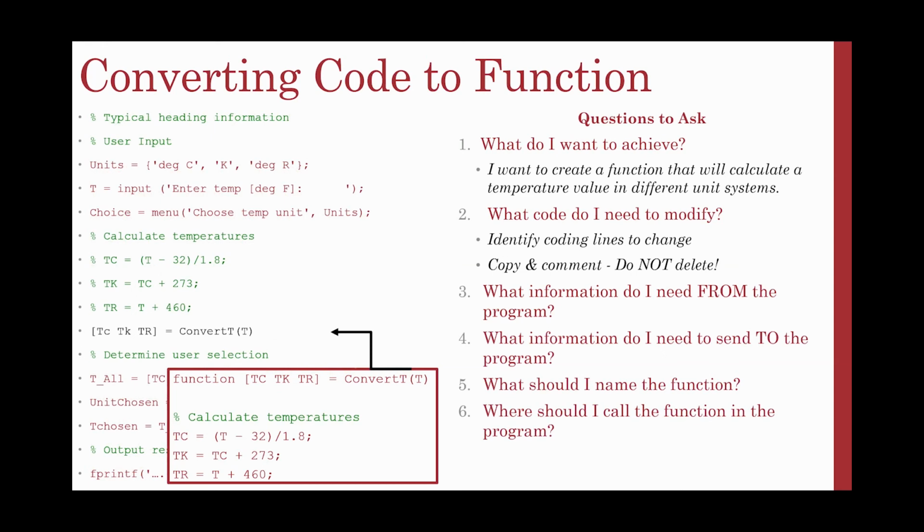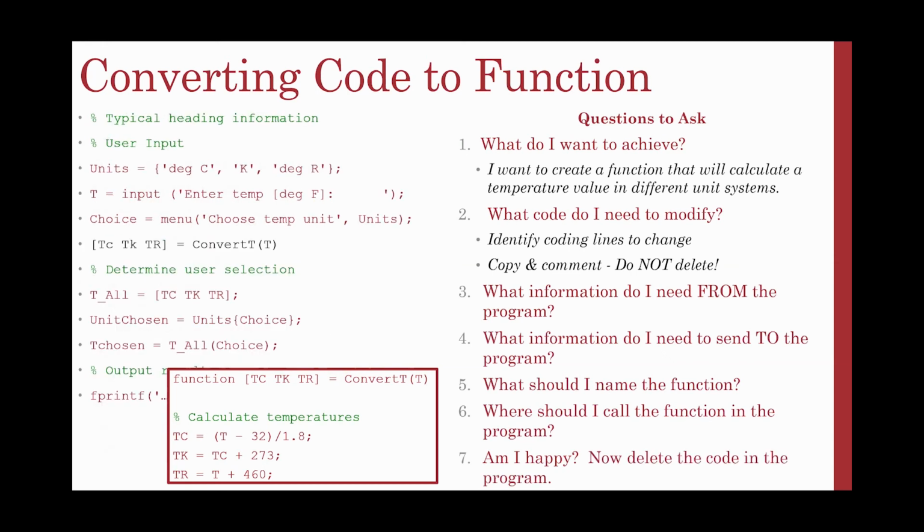because it still has to occur in the same relative place. If it occurs afterwards, it might not have the variables needed in later lines of code. And then lastly, ask yourself, am I happy? Does it work? Is it what I need it to do? And if you're happy, you can go ahead and delete the lines of code in your program that you had copied out and created into your function.